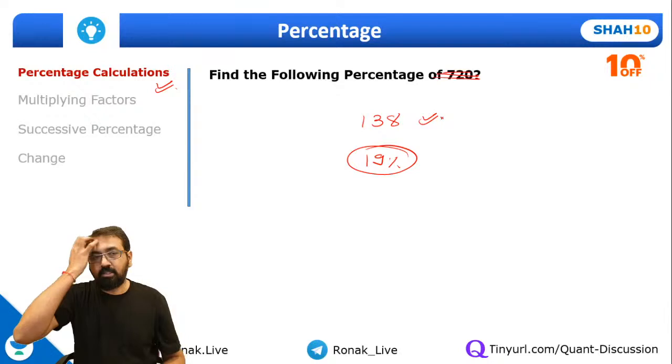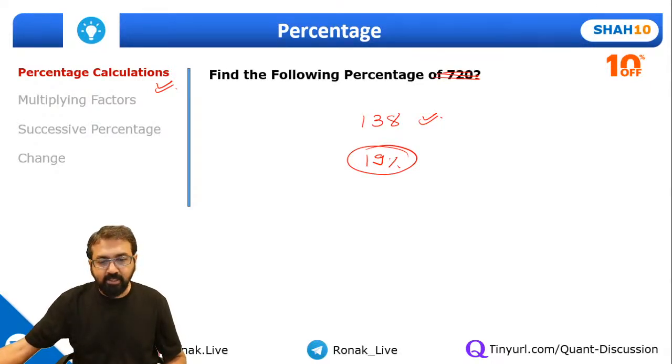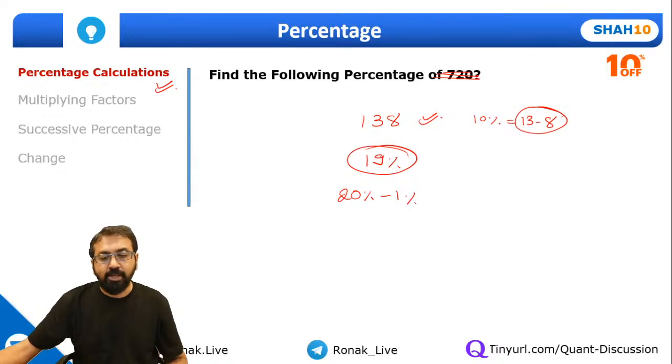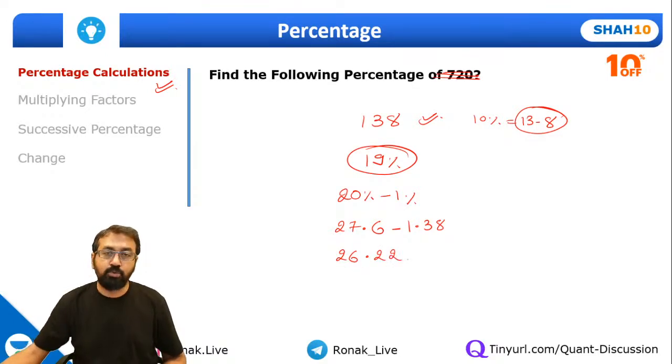So what will be the answer, everyone? Do you remember how I told you? Break 19% and write it as 20% minus 1%. So what is 10% of 138? Can I say 10% is 13.8? So make double of this. So it will be 26 plus 1.6, that is 27.6, minus 1%, that is 1.38. Correct? So if you solve this, it will come out to be 26.22. Correct, 26.22. So this is how you should be able to do the quick calculation.